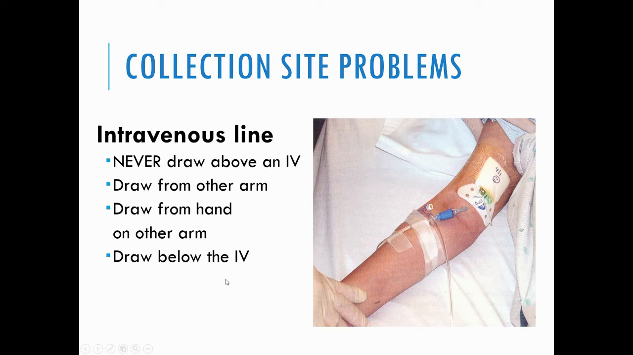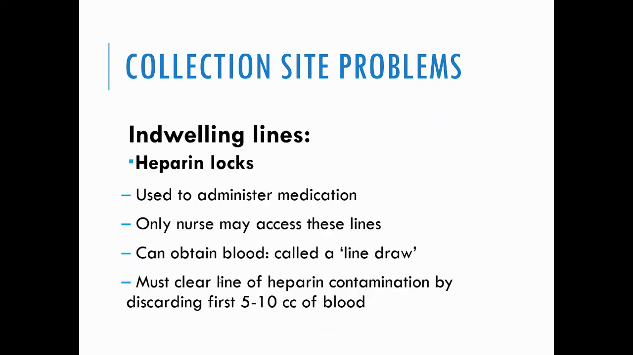If you do draw below the IV, it is a special consideration where we inform the nurse, "Ma'am, I will collect from the IV site because there is no other site available and the IV site is the only one possible." So again, you inform the nurse, and they are the ones who should stop the IV line, and that is the time you can draw from the arm with the IV line.